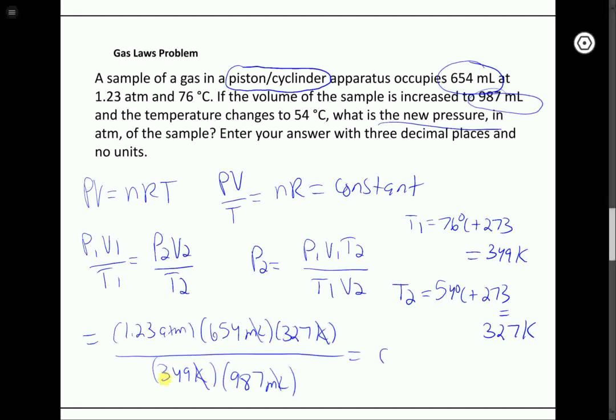we should get 0.764 atmosphere. Alright, so our pressure decreases a little bit. And it's going to be in atmospheres because that's the unit we put in. Alright, so that's how we do that problem.